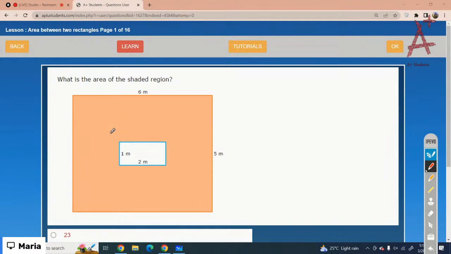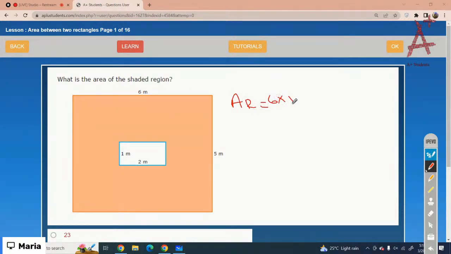Got it? Listen to me carefully. You need to calculate the area of the shaded region, the red color. What we have to do is calculate the area of both the shapes, the colored one and the white one. Then we're going to subtract the area of this shape. Got it? So let's just calculate the area of the red shape, the bigger shape. Got it? The area of the red one.